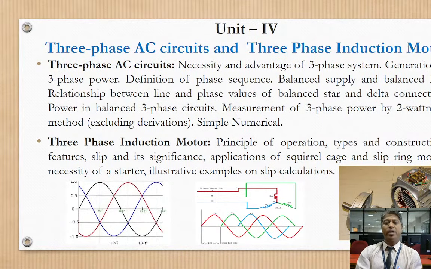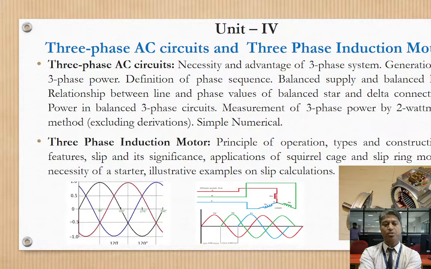So here we are going to see the necessity and advantages of three-phase AC system, how the three-phase AC is being generated, definition of phase sequence, because if there are three phases, then definitely there will be some phase sequence. What is the phase sequence, and what is the balanced load? If that is a three-phase system, all the three phases are to be equally balanced, they should be symmetrical. And then the three-phase connections, these will be having three-phase windings. How these three-phase windings are interconnected, they are called star and delta connection.